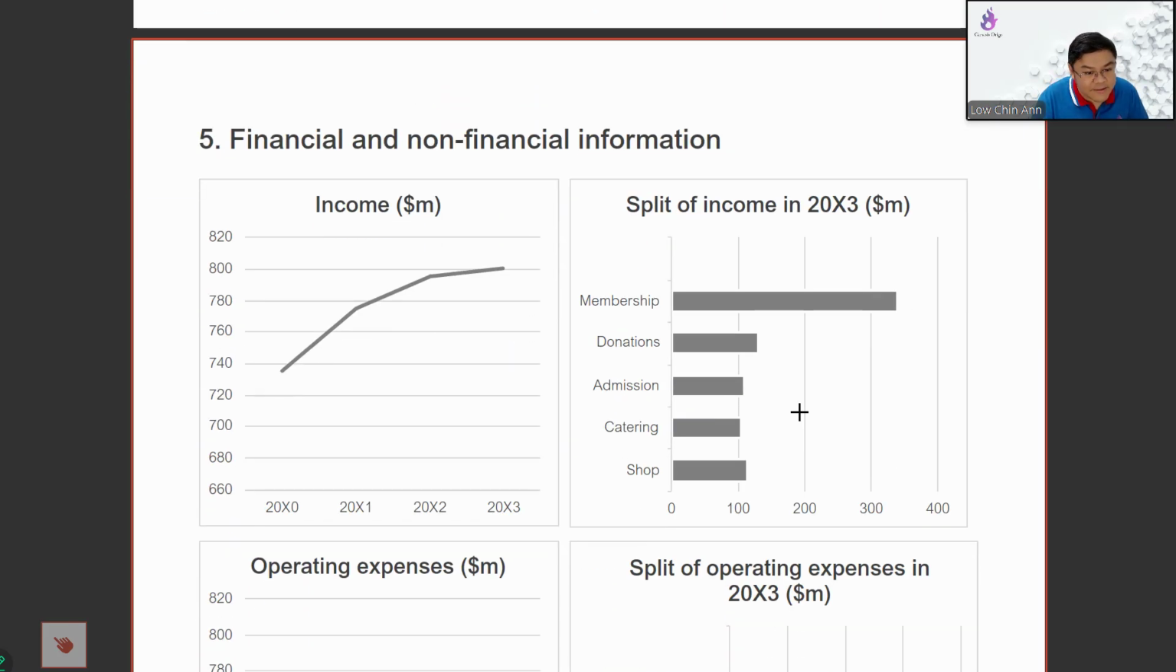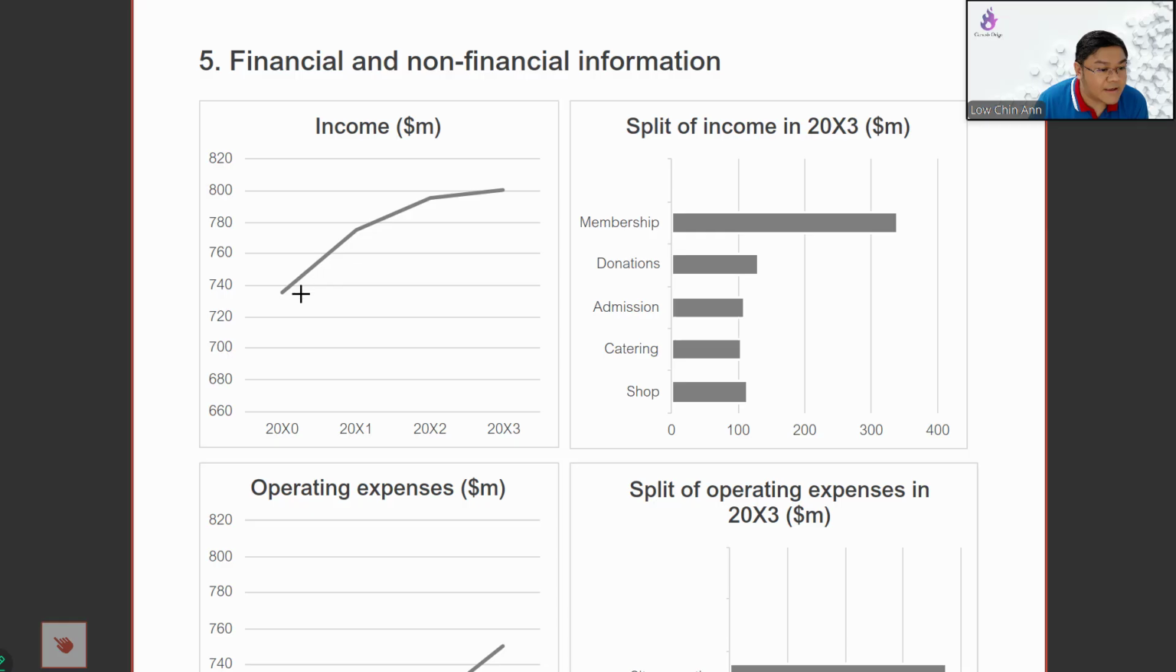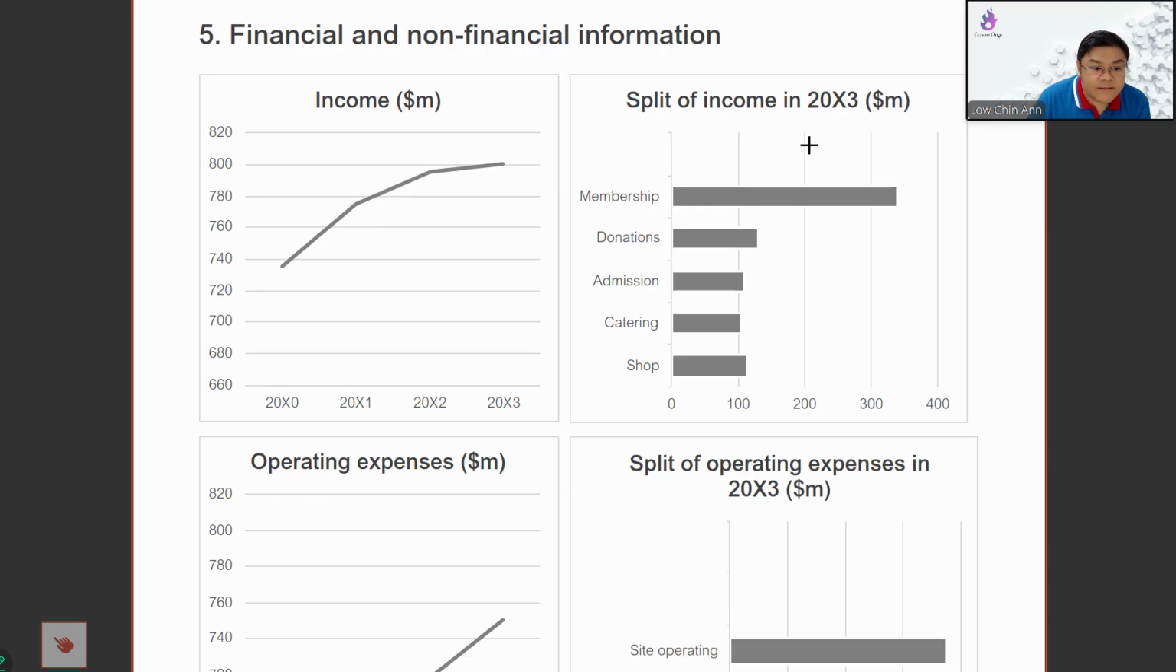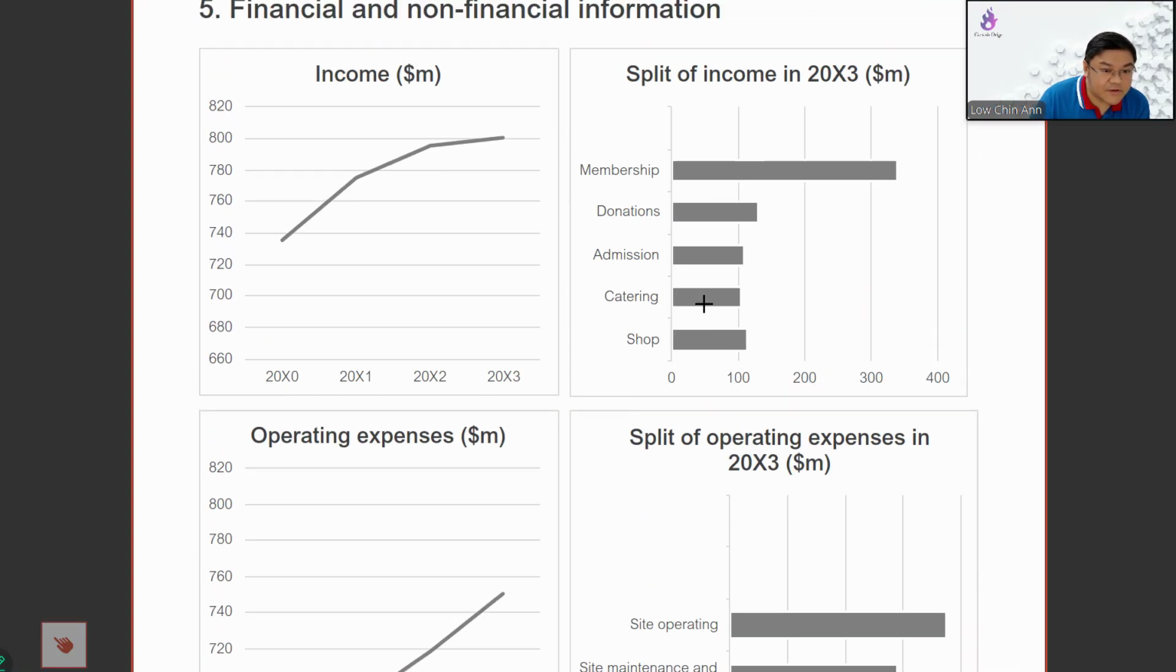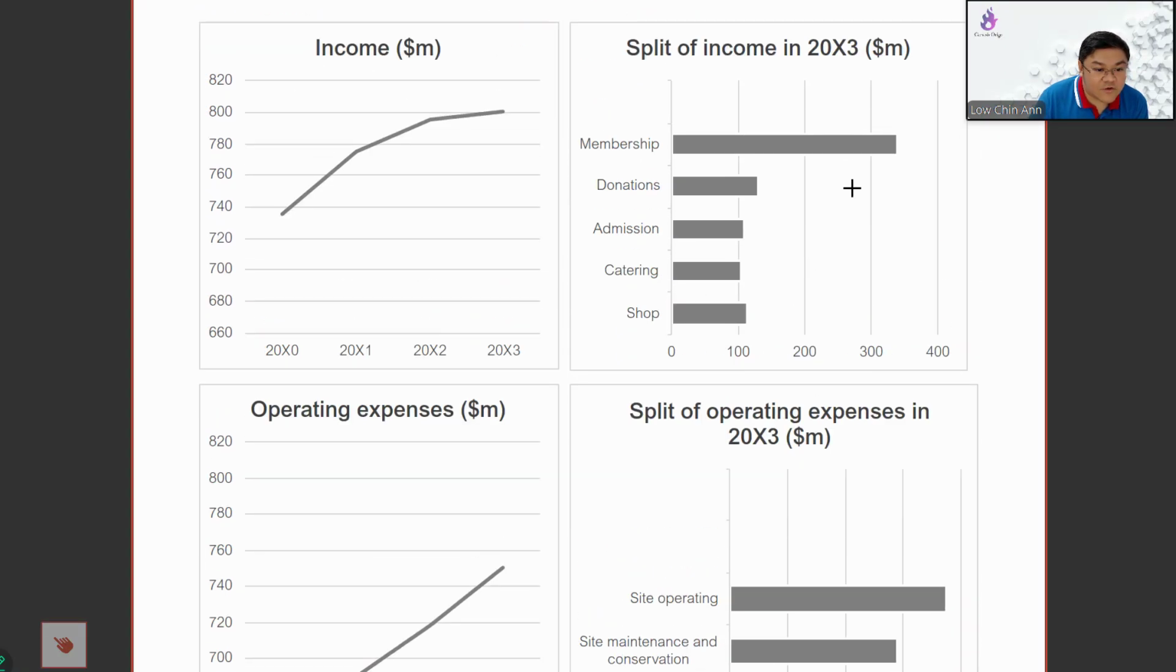Finally, they will always give these kinds of diagrams, graphs and charts to let you look at the overview. Generally, income-wise, it's an uptrend. This is the 20X3 trend in terms of their membership, donation, admission. There's no comparison with the previous year, so we can only see 20X3.